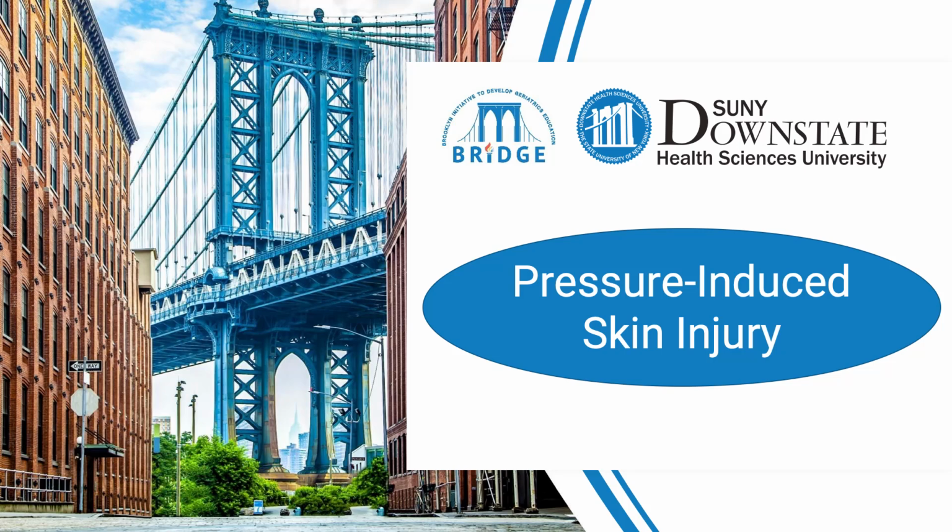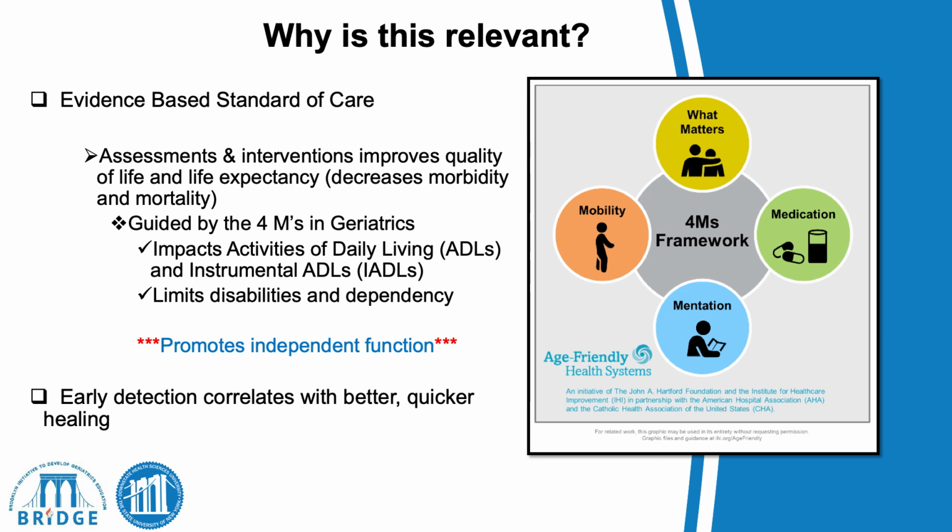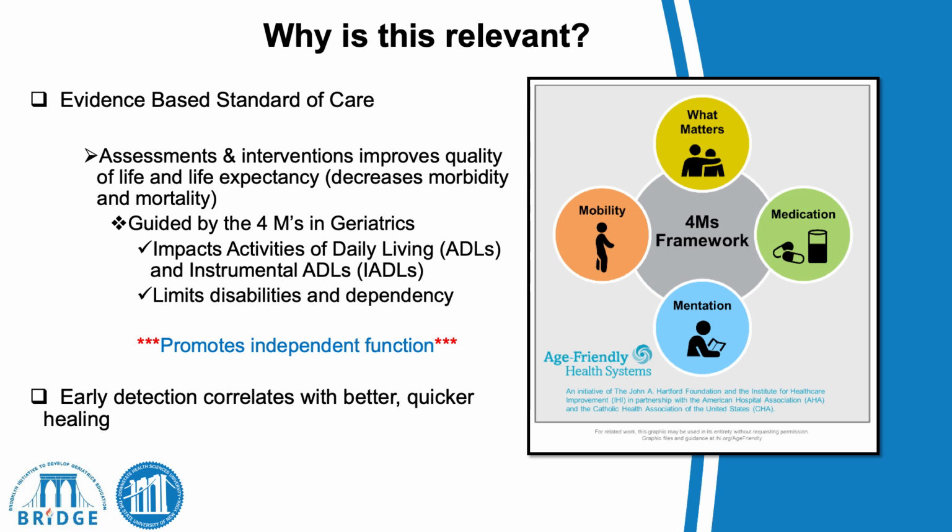So, what is pressure-induced skin injury? Why is this relevant? This is relevant because we practice evidence-based medicine. In other words, whatever we do in medicine, our assessments and our interventions should translate into an improvement in quality of life and life expectancy. And whatever we do in caring for the older adult should be guided by the principles of the 4Ms framework. It should promote independent functioning. It's also relevant because evidence suggests that early detection correlates with better, quicker healing.